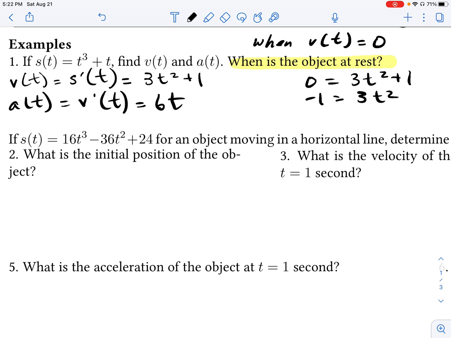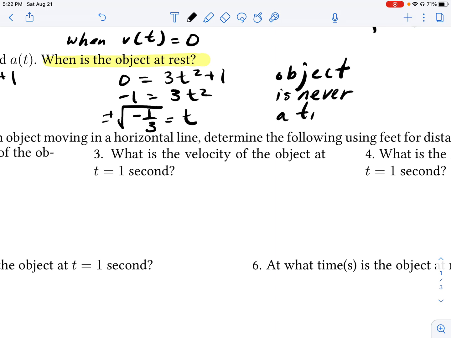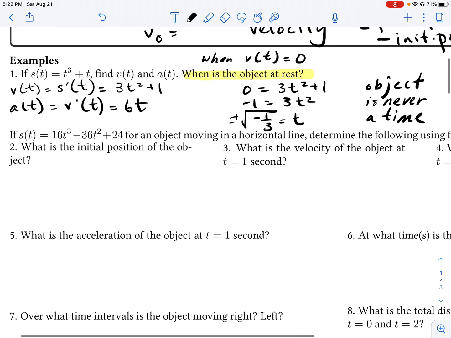And when we solve this algebraically, we can see that t squared is equal to negative 1/3. And think about what happens if I try to take the square root of both sides, or to extract roots here. Well, taking the square root of negative 1/3 is not going to result in a real number. So what does that mean for us? We can say that the object, in this particular function, is never at rest. There's never a time where this object is not moving. There's always going to be a velocity.